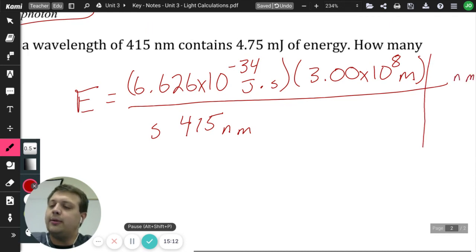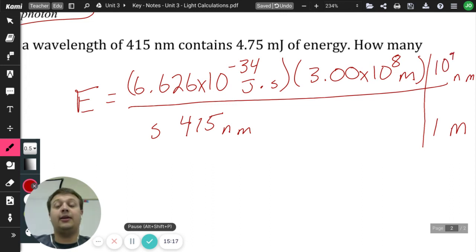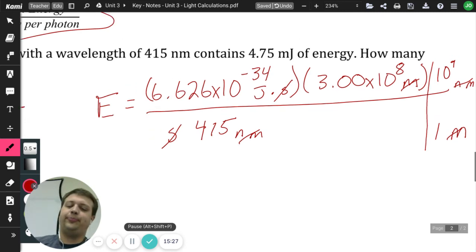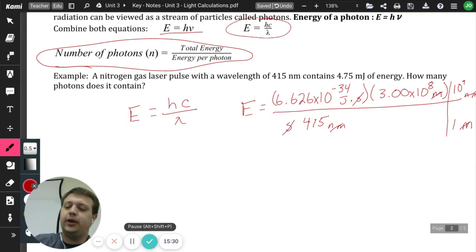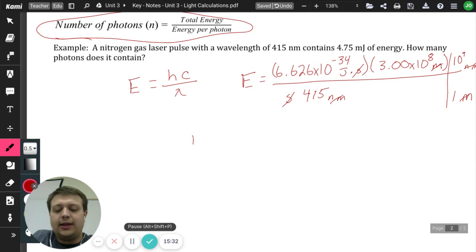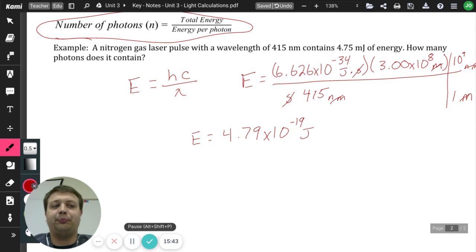So my nanometers into meters, I know that there are 10 to the 9th nanometers for every meter. So let's cancel out all of our units. So meters, meters, nanometers, nanometers. We've got seconds and seconds. We are going to be left with joules. Okay, good, because that's what we want, right? Energy. So I'm going to plug that into my calculator, and I'm going to find that the energy of a photon is 4.79 times 10 to the negative 19th joules.